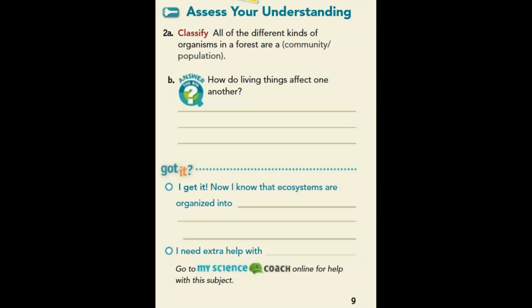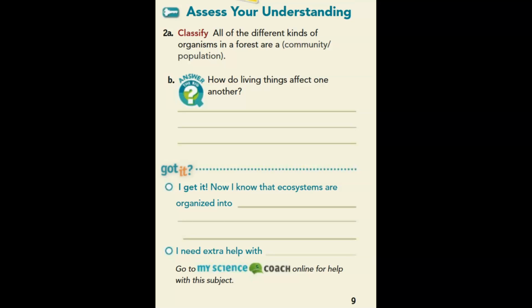Letter B says, how do living things affect one another? Well, we know living things live together, and so they interact with one another. Sometimes for good, sometimes for bad, sometimes for food, and who knows if that's good or bad.